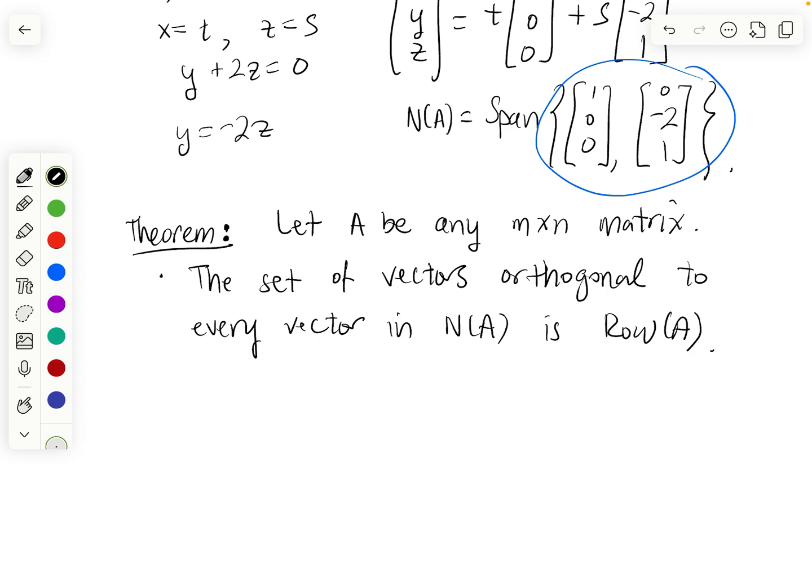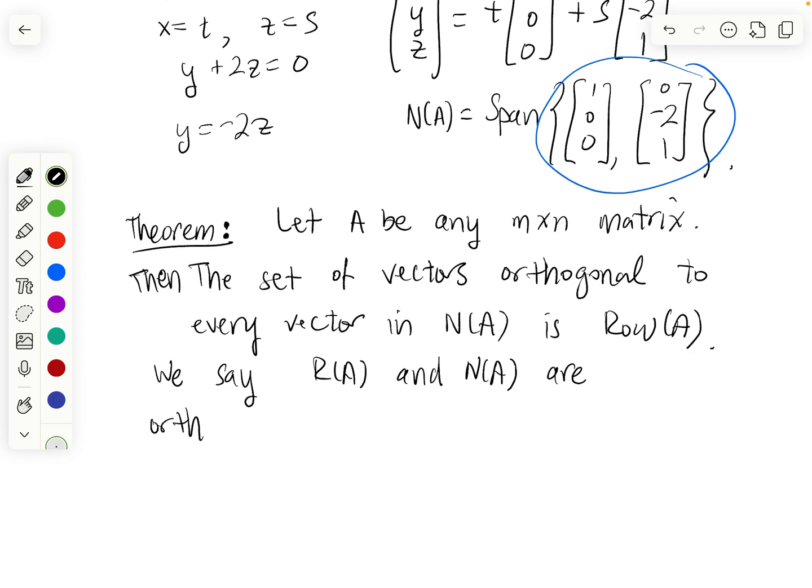Yeah, this is the main theorem. So when you have something like this, we say that the row space of A and the null space of A are orthogonal complements.